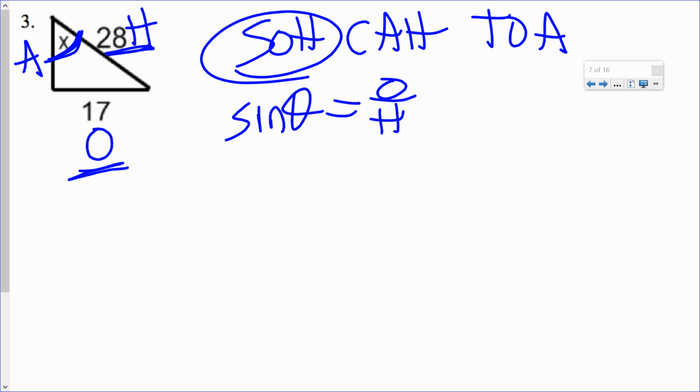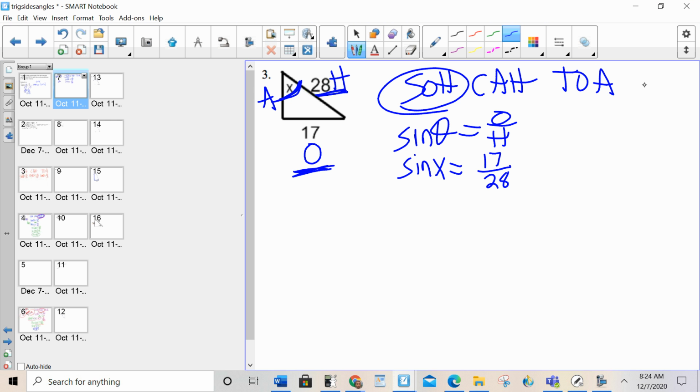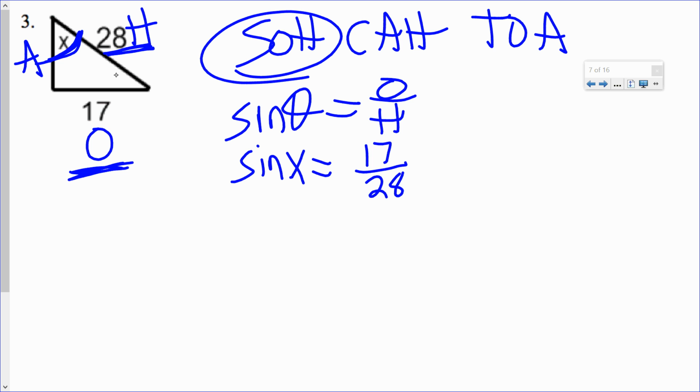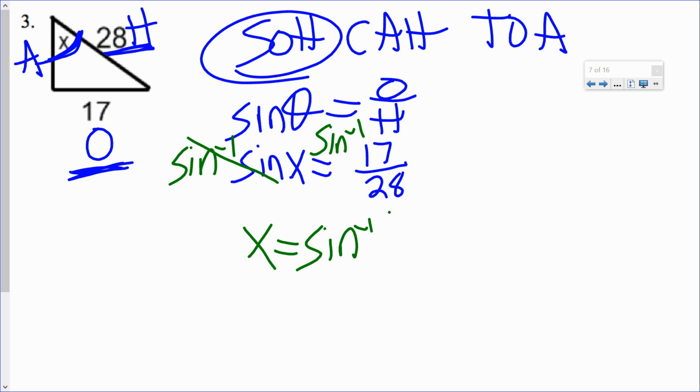Theta in this example is x. O in this example is 17. H in this example is 28. Now, I don't want sine x, I just want x. So to get rid of sine, I do inverse sine of both sides. I get x equals inverse sine of 17 over 28.